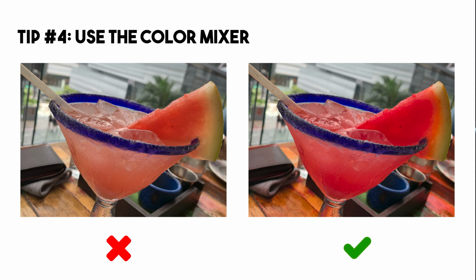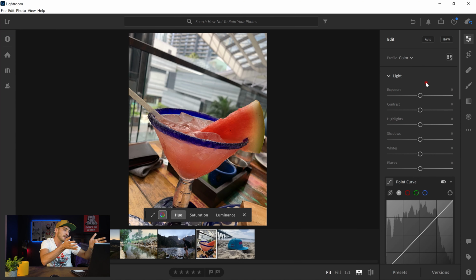Let's get to tip number 4 for stopping you from ruining your photos. You don't want to increase the saturation or Vibrance, but you want the intensity of a specific color to be different. You want some colors to pop out, or you want the intensity of a specific color to be different from the others, okay? That's when you have to use color mixers. Sometimes you don't need to increase the Vibrance. Let's say I want the red pinkish of the drink to stand out, okay?